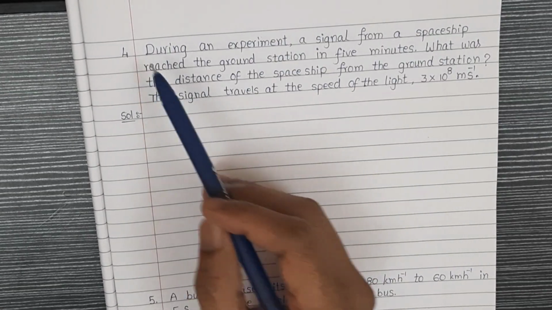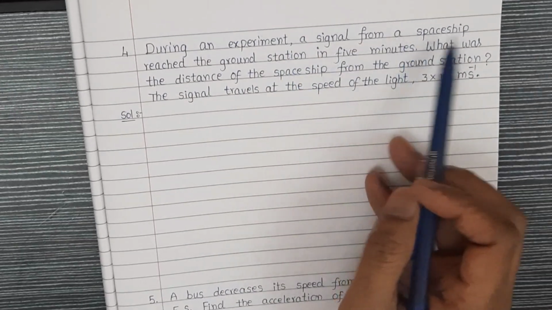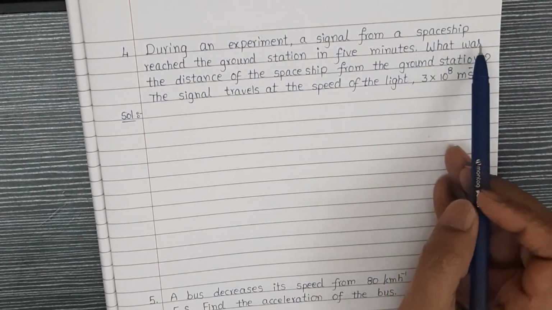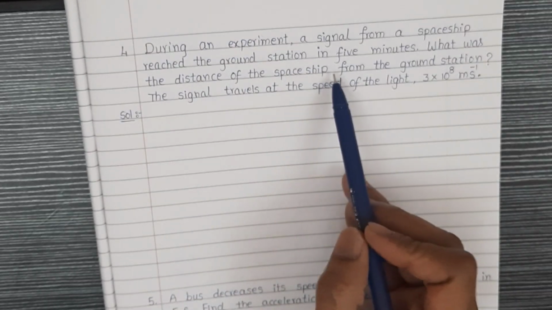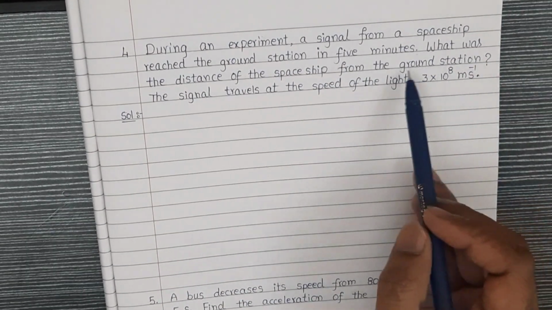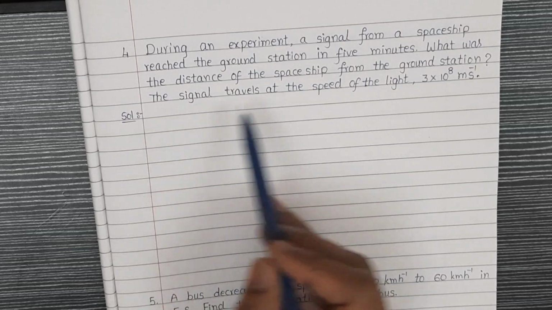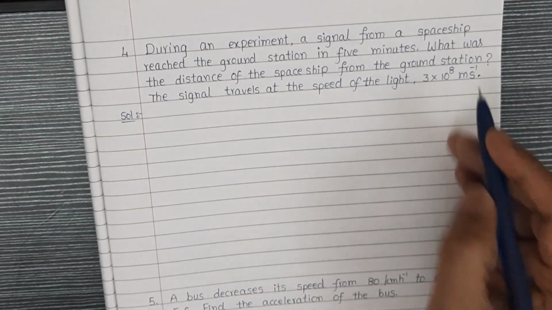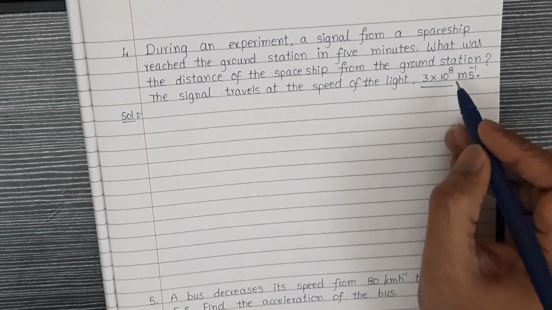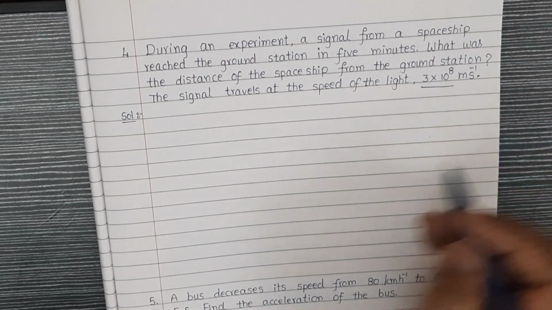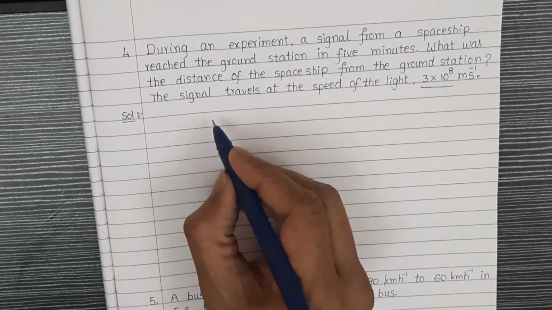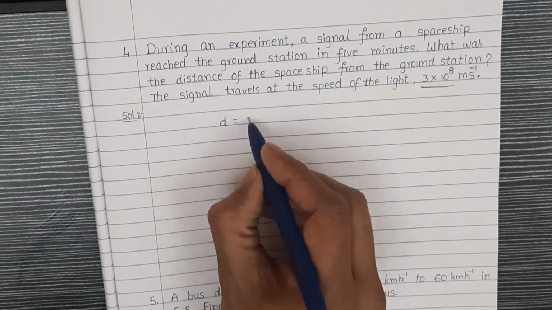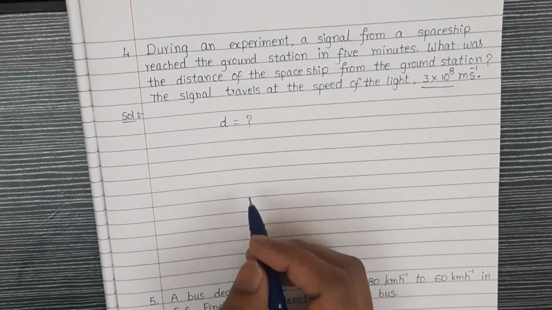Coming to the fourth question: during an experiment, a signal from a spaceship reached the ground station in 5 minutes. What was the distance of the spaceship from the ground station? That is the question given, and they have given the value of the speed of light. The signal travels at the speed of light, which is 3 into 10 power 8 meter per second. So as per the question, let us write the data given. We have to estimate the distance, so distance is question mark.